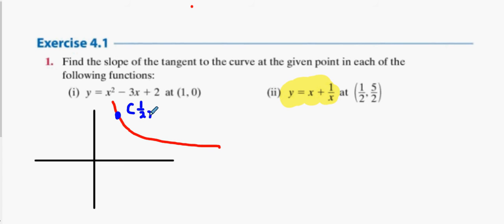Is everybody with me so far? The curve is the yellow part. The point that's on the curve is written beside it. And what you're asked to do is just find the slope of the tangent. Now, what did we all agree about differentiation? How do we get the slope?